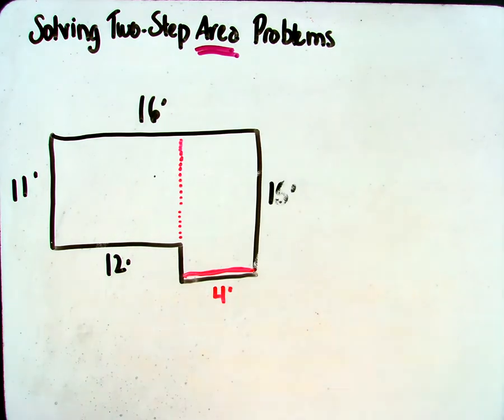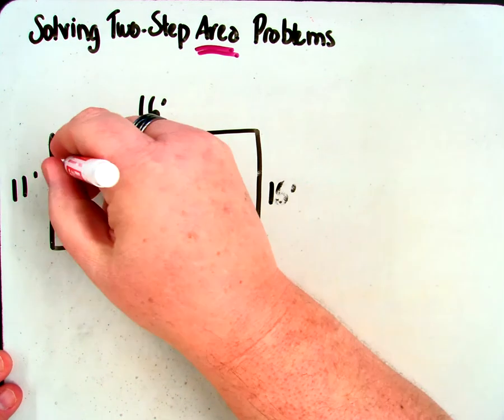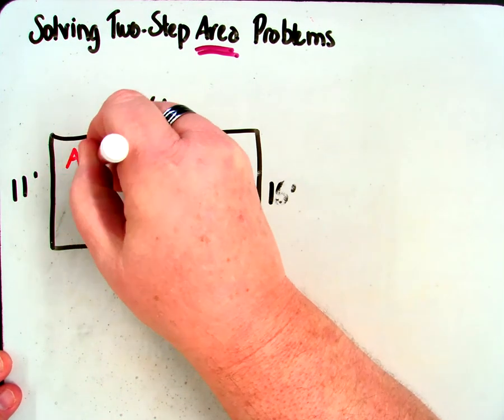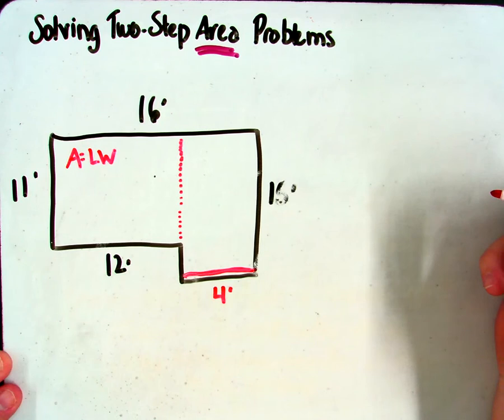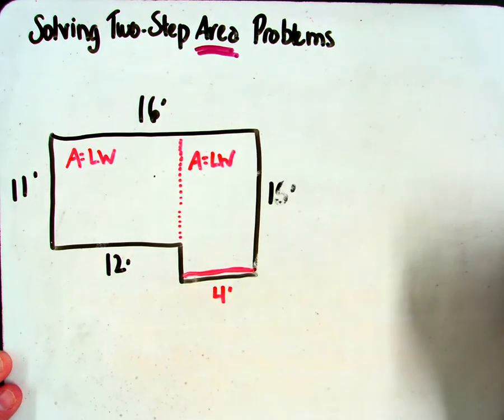And when we make a vertical cut there, what are we doing? We're dividing it into two rectangles. And what is the formula for the area of a rectangle? Yes, it is area equals length times width.